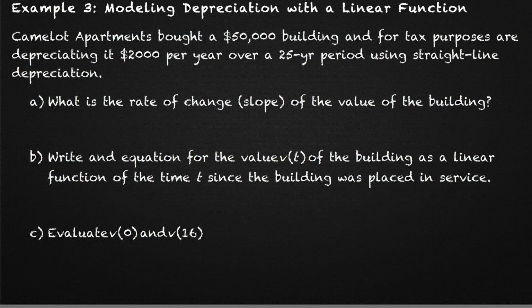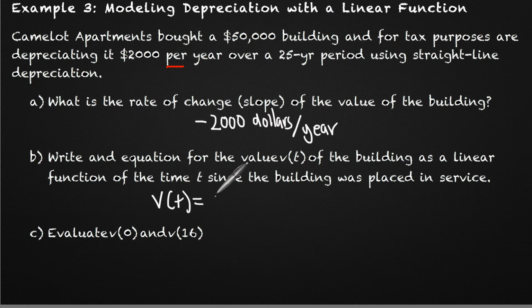Anytime you see the word per, you know that that is going to be a word that represents rate. So we know that this is going to be changing at, let's just say, $2,000 per year. So that is the rate of change. Write an equation for the value v of t of the building as a linear function of the time t. Well, the value of the building at any time is going to be its starting value, 50,000, minus $2,000 per year t.